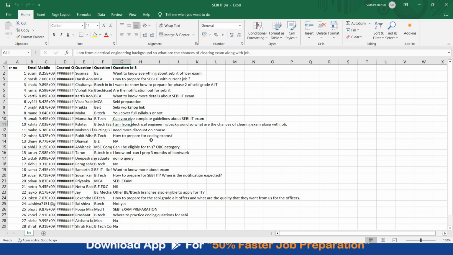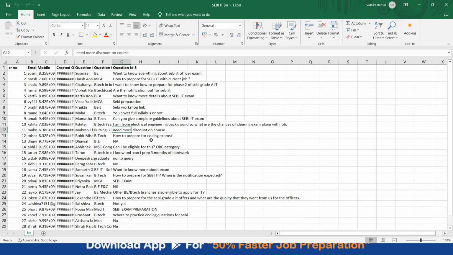The next is, I am from electrical engineering background. So what are the chances of clearing exam along with job? You can clear this exam. You are eligible. Now here I understand you may not be very efficient with the IT concepts, with the basics of coding, but you have time right now. Give some time on a daily basis for your understanding of IT concepts and coding. You can also join the new batch and you can prepare in a slow and steady manner all the topics that are going to be discussed in the class.